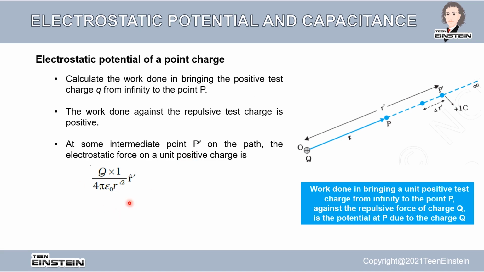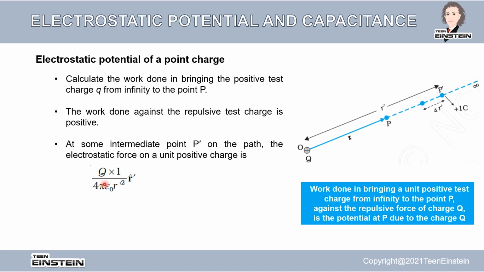How are we getting this equation? This is coming from Coulomb's law: 1 by 4 pi epsilon naught into Q1 Q2 by R squared. In this case, instead of Q2 we have 1 because it's a unit positive charge, and instead of R squared we have R dash squared. We are in the process of bringing this charge from infinity to the point P, and in between we are stopping at the point P dash, where the distance from Q to P dash is R dash, and we are looking at the electrostatic force at this particular point.